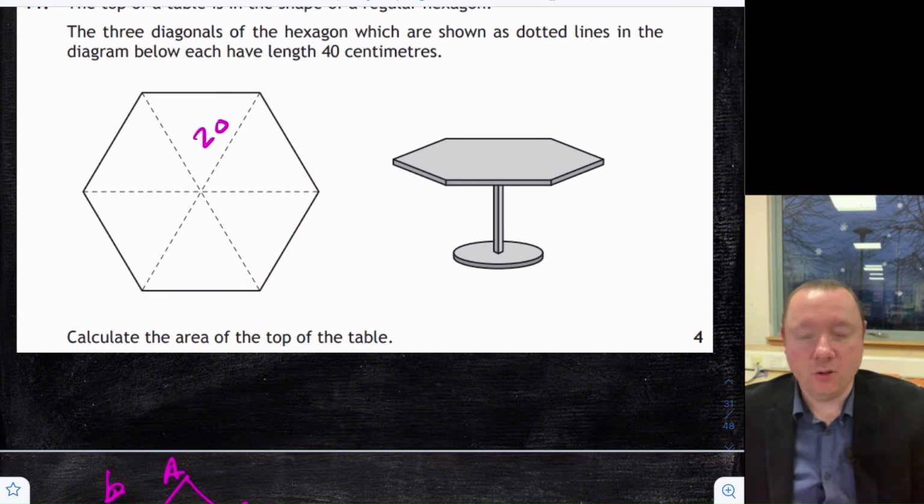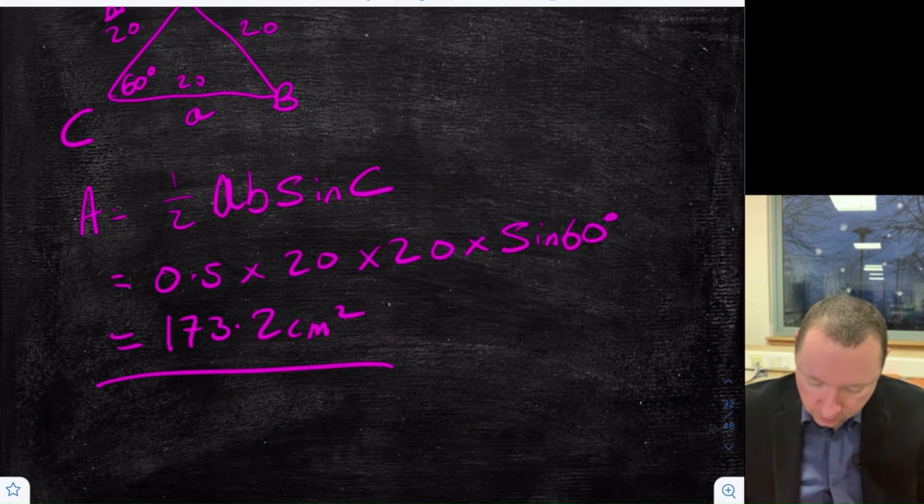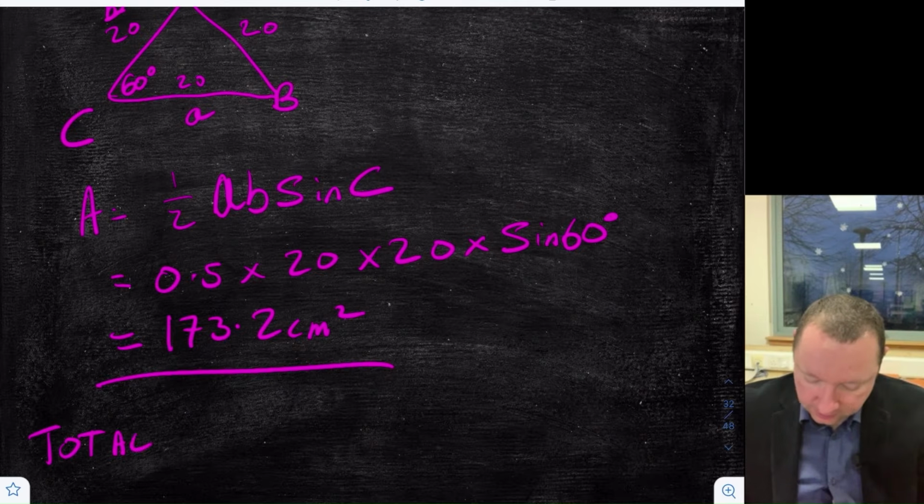But if we go back to the original question, you'll notice that there's 1, 2, 3, 4, 5, 6 triangles in there. So our total area, we need to times that by 6.